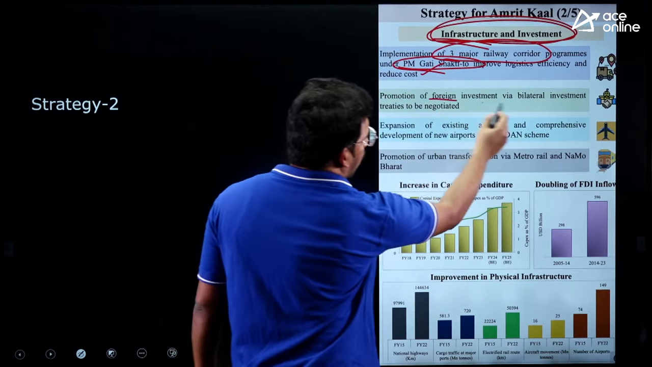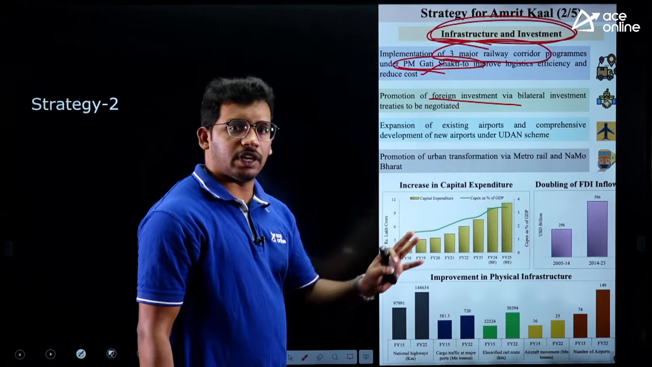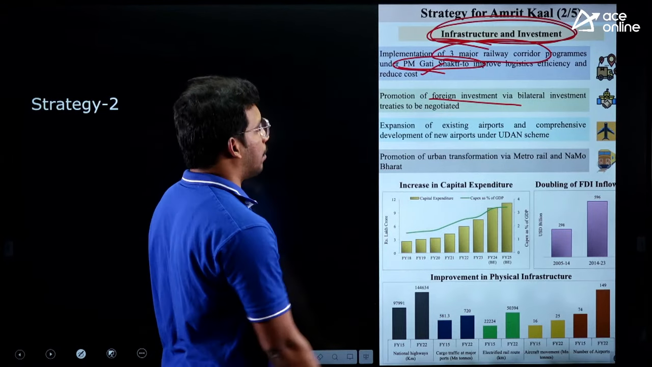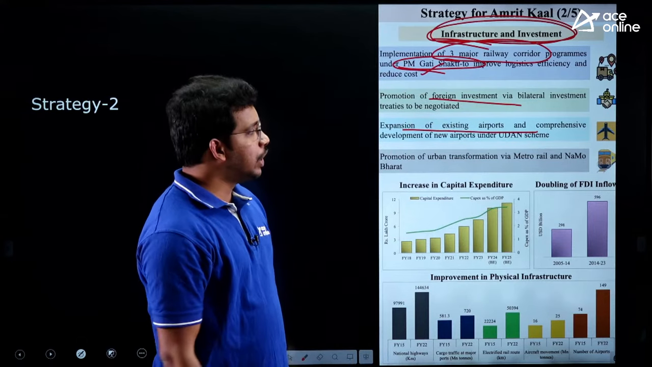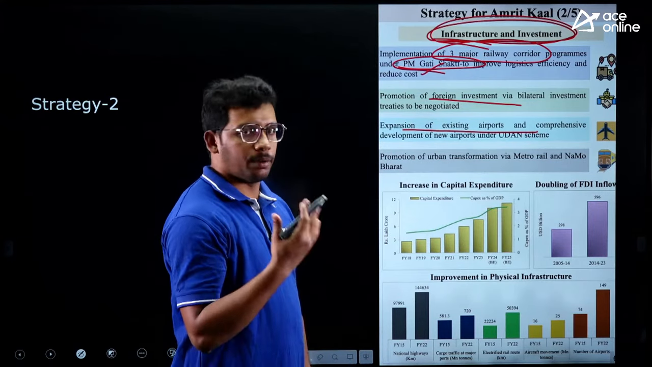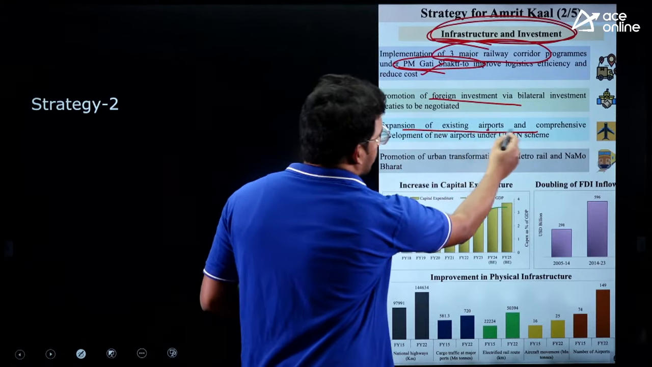Then promotion of foreign investments. These are very generic, you need not worry. Whenever there are figures, I will stress and you can remember. Expansion of existing airports and the Udaan scheme, right? The Udaan scheme promotes aeroplanes and airports in India. So they want to expand it.